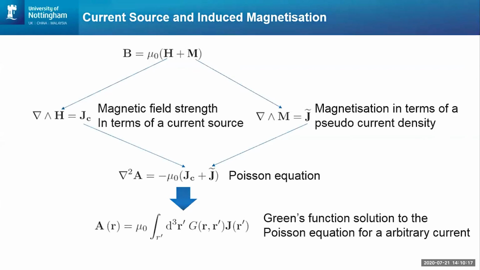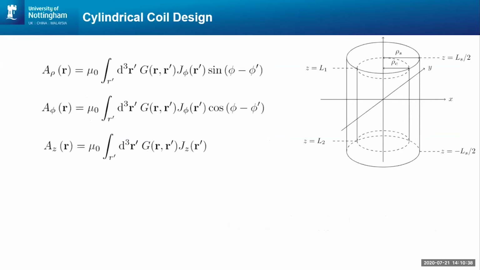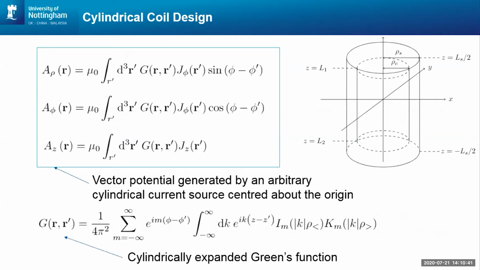So let's talk a little bit about cylindrical coil design. For a cylindrical coil of length L1 minus L2, like on the diagram on the right-hand side, with radius rho c, the vector potential can be written in cylindrical coordinates, and then a cylindrically expanded Green's function can be used in order to generate a set of governing equations for the vector potential that will allow the interaction between the cylindrical shield and the cylindrical coil to be formulated in the easiest way, with an appreciation of symmetries. Everything becomes a lot easier.